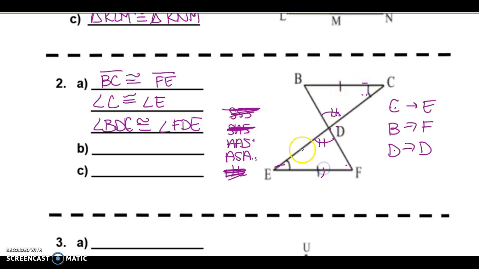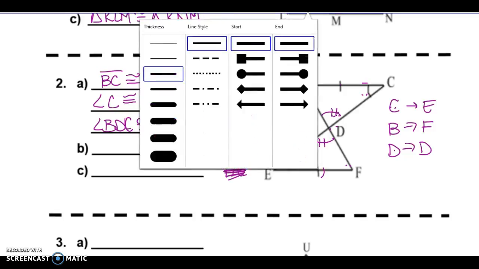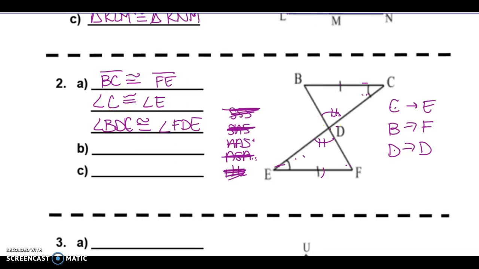Since this side is not between them, that means it can't be angle, side, angle. You name it by how you read it, okay? So if I'm reading this from the picture, I would see angle, angle, side. So this is congruent by angle, angle, side. And then I do my triangle statement. Triangle CBD is congruent to triangle EFD by angle, angle, side.